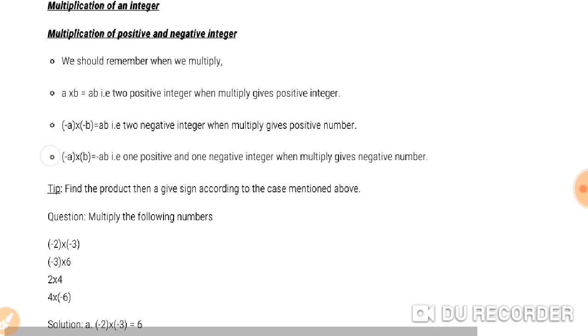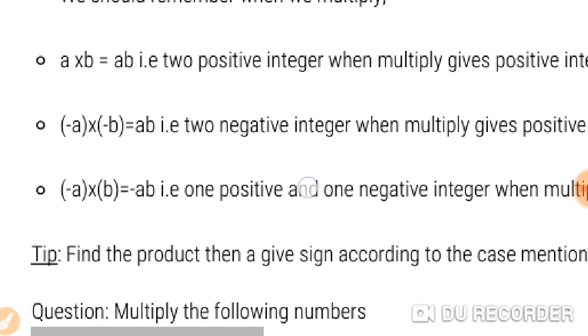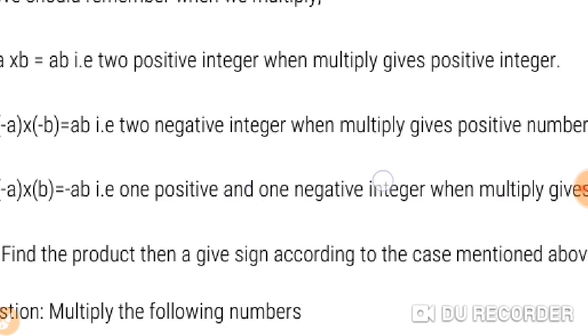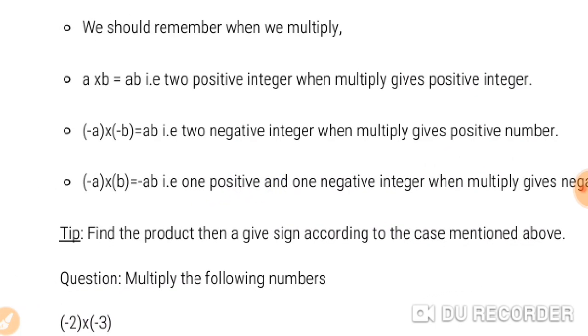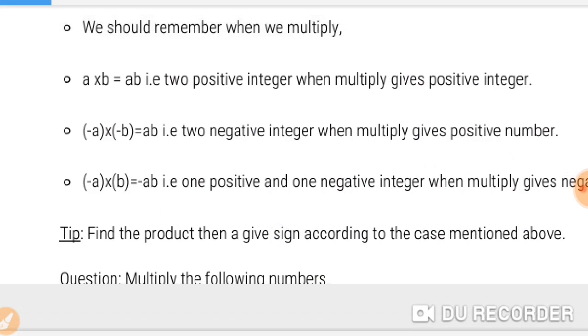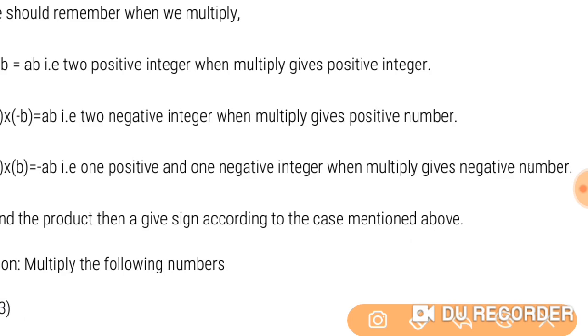So that is the explanation. We should remember, a into b is equal to ab, that is two positive integers when multiplied give a positive integer. Minus a into minus b is ab, that is two negative integers when multiplied give a positive number. In the same way, minus a into b gives minus ab, because when one sign is negative and one is positive, the answer is always negative.